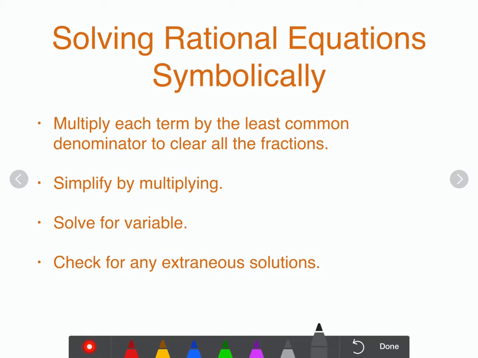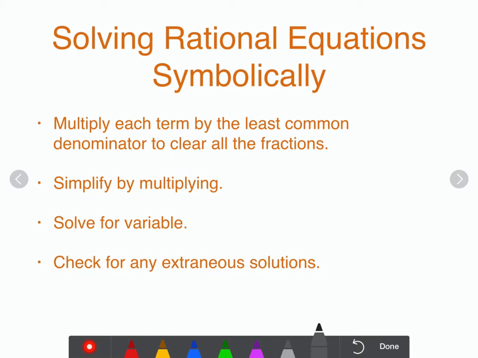Okay, now we're going to solve our rational equation symbolically. We're going to multiply each of the terms by the least common denominator to clear all the fractions. Similarly to how we would solve linear equations that had fractions, we find the least common denominator and then get rid of all the fractions by multiplying. Then we simplify our equation, and we should be given an easier equation, either something linear or something quadratic, that we can solve. And the last step is to check for any extraneous solutions.